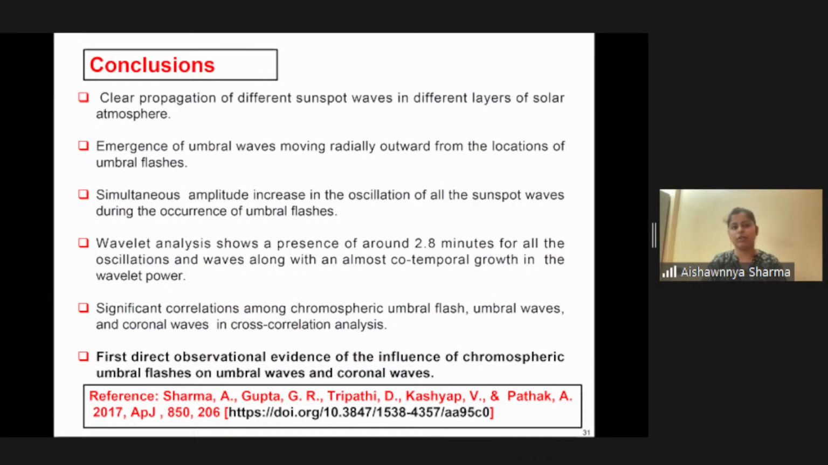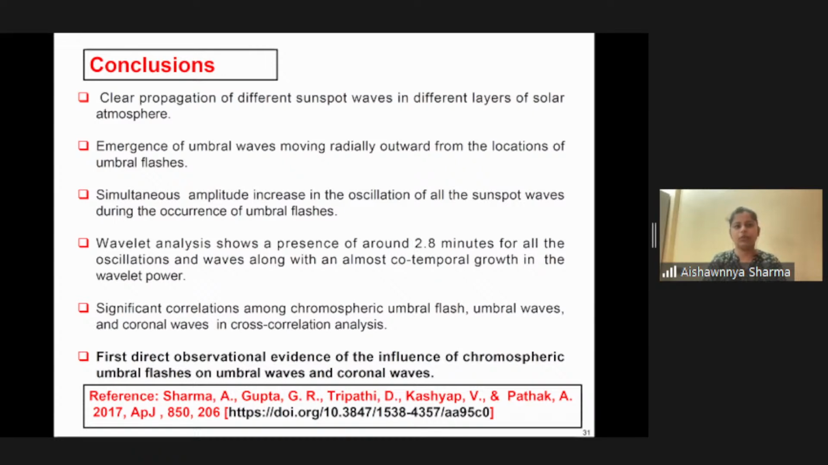Second, this conclusion, emergence of umbral waves moving radially outward from the location of umbral flashes. We are still not very sure about the origin of umbral waves. But in an earlier slide, we showed you that whenever those flashes were happening, the umbral waves were appearing on both sides of the flashes. So it means emergence of umbral waves moving radially outward from the location of umbral flashes. Somehow it says that the umbral flashes, those disturbances, may give rise to those radially outward propagating umbral waves.